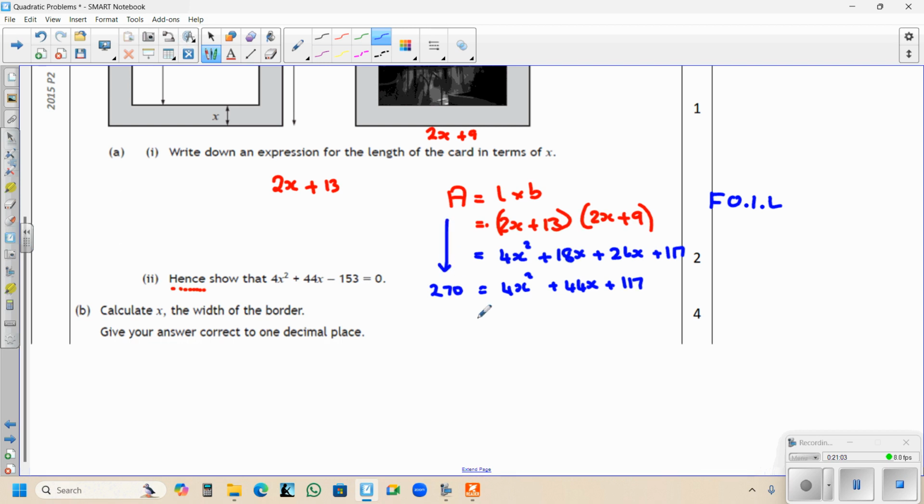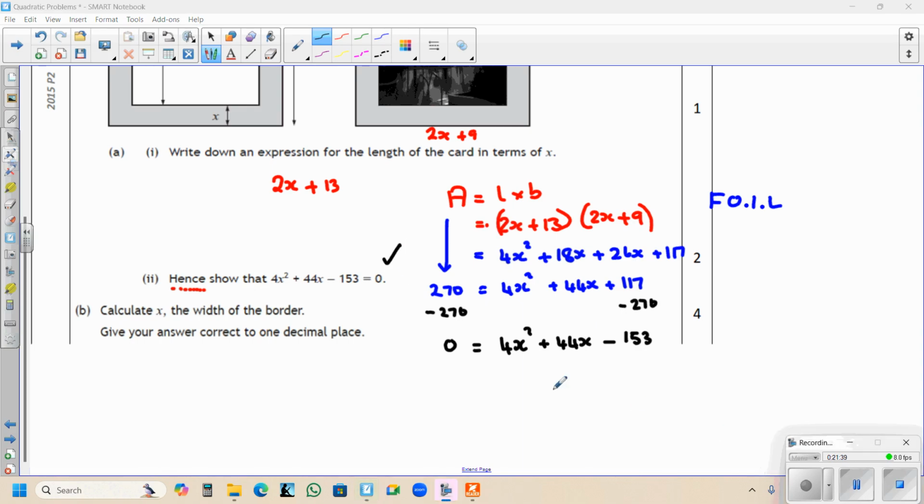Now, that's a quadratic. I want to make it equal to 0. I've got a positive x squared term, so I'll leave everything there. The thing that I don't want here is this 270, so I'm taking it away from both sides. That leaves me 0 on one side, and I've got 4x squared plus 44x, and then I'm taking away 270 from that 117, and I get negative 153. So that's us, we've proved our equation.